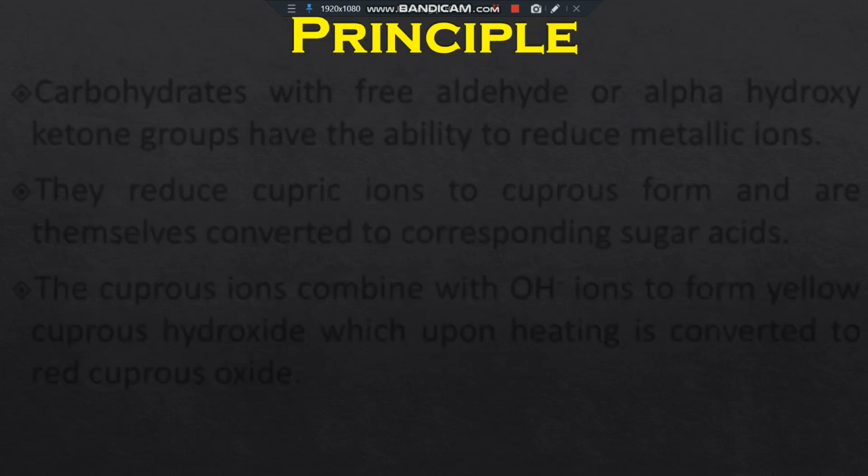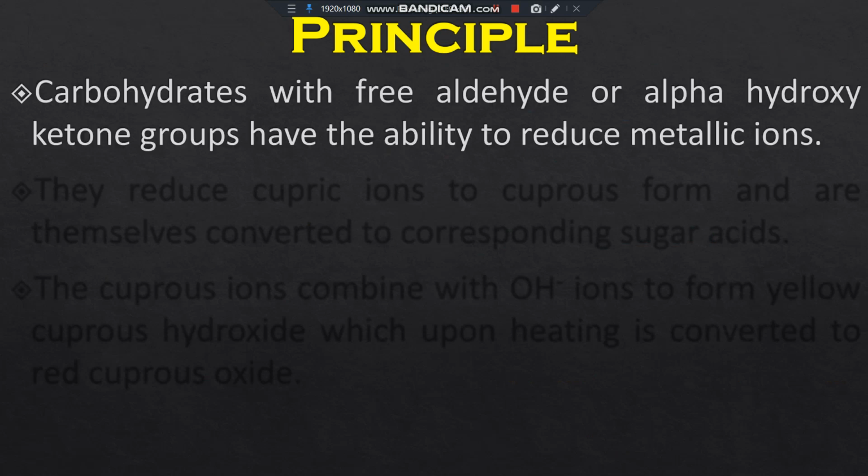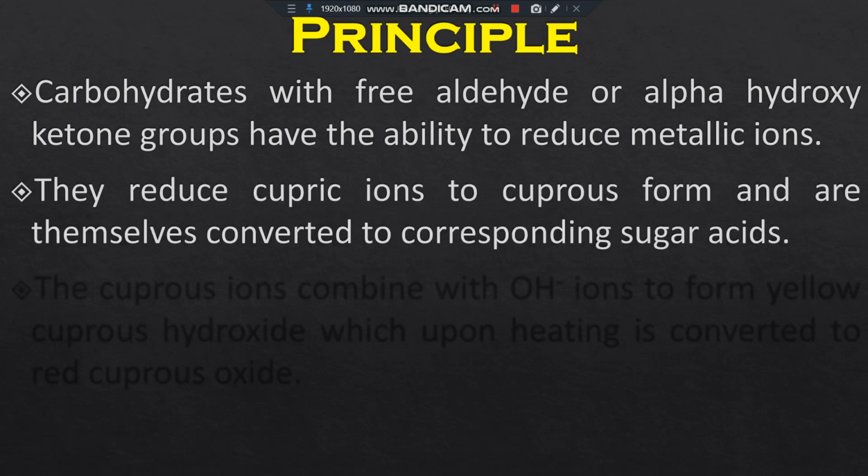Now the principle of the test is that carbohydrates having free aldehyde or alpha hydroxy ketonic groups have the ability to reduce metal ions like copper, zinc, nickel, cobalt. So those metal ions can be reduced. The reduced cupric ion, here in case of copper Cu+2 to Cu+1, forms and the sugars are themselves converted to corresponding sugar acids.